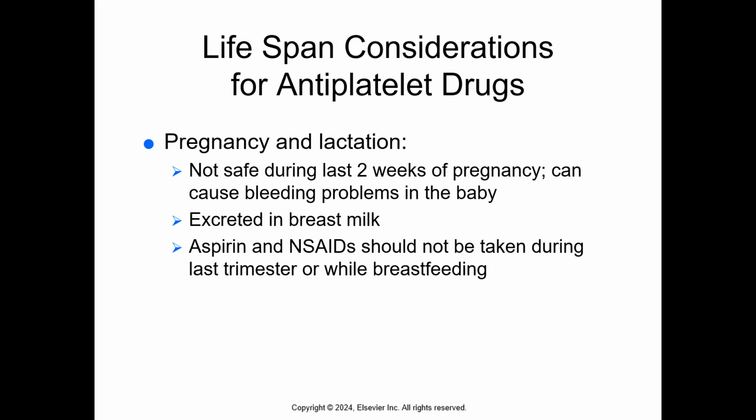Lifespan considerations: taking antiplatelet drugs during the last 2 weeks of pregnancy can cause bleeding problems in the baby before and after delivery. So we definitely want to have that closely monitored by the physician. They'll probably have the mom come off of these meds. It is excreted into breast milk, so we don't want mom to breastfeed. And aspirin and NSAIDs should not be taken during the last trimester or while breastfeeding in general.